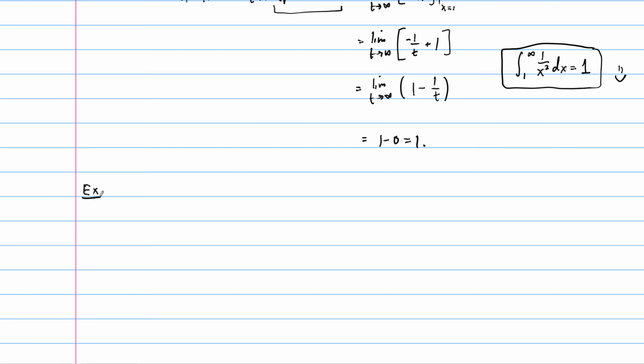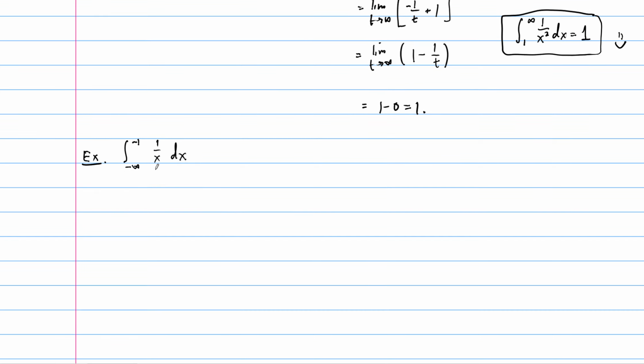So this next example, I'm going to write slightly differently. So let's do this one from negative infinity to negative 1 of 1 over x dx. This function is a little bit different, and I've also changed the bounds so that now the infinite part of the interval is on the left-hand side. It goes to negative infinity. So let's sketch the graph. You don't have to sketch the graphs for these, but it doesn't hurt.